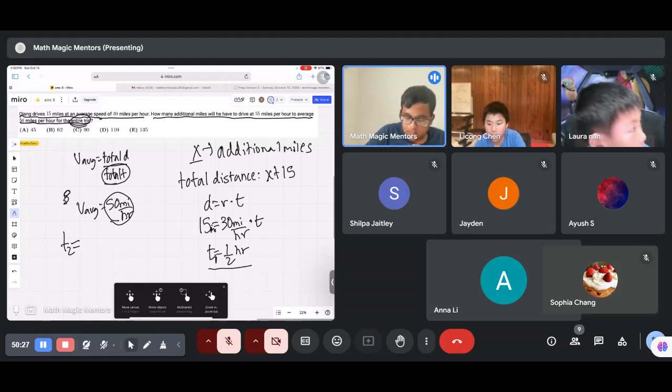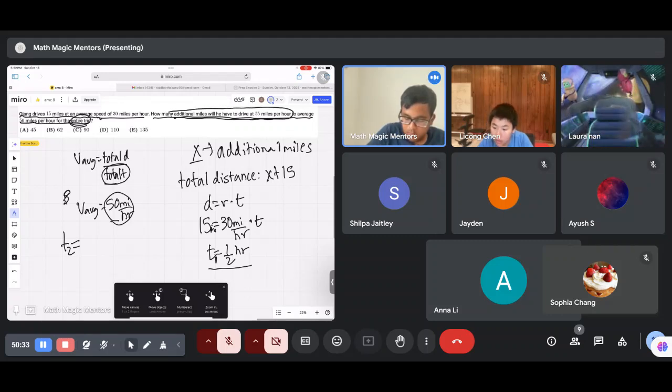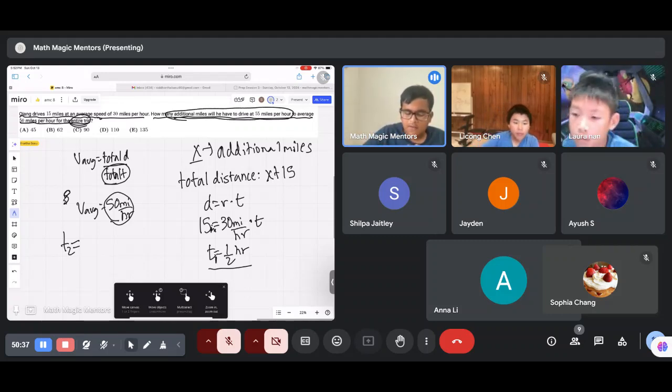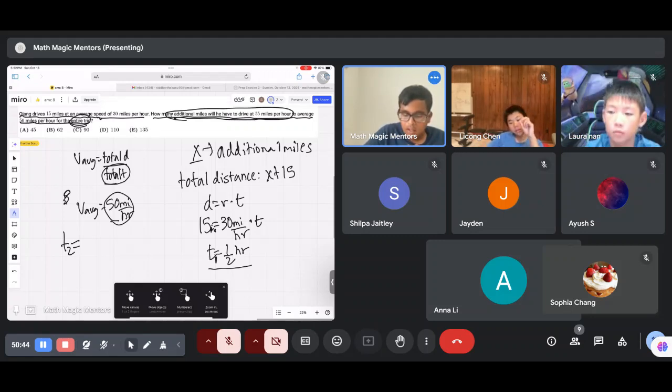T2 is the amount of time that it takes to drive the additional miles at 55 miles per hour. Does that make sense? Because he drives 15 miles at an average speed of 30 miles per hour, so it takes 30 minutes to do that. And then we need the later time, right? We need the later half of the time that he needs to travel all those additional miles at 55 miles per hour. Does that make sense?